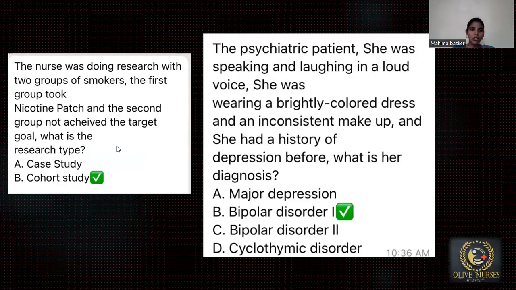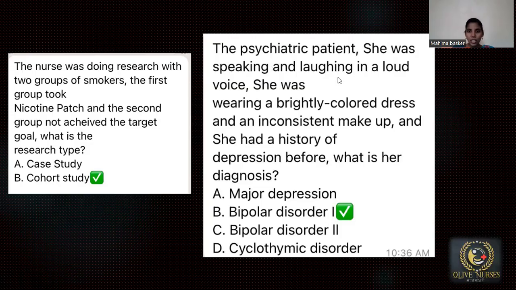Okay, just read the question. The nurse was doing research with two groups of smokers. The first group took nicotine patch and the second group did not achieve the target goal. What is the research type? Okay, usually in a cohort study we choose two groups, and one group will mostly be affected, the second group is not affected. So that is called cohort study. In a case study, we take one group of people and do the case study. But the cohort study is a correlation study. Like that, we will compare. Okay, so this answer is cohort study.